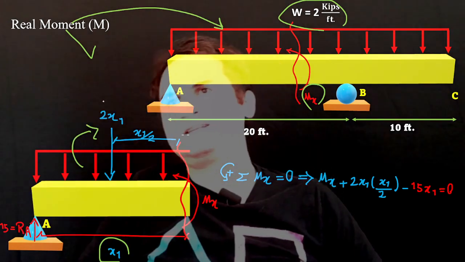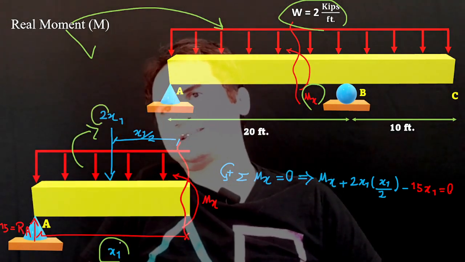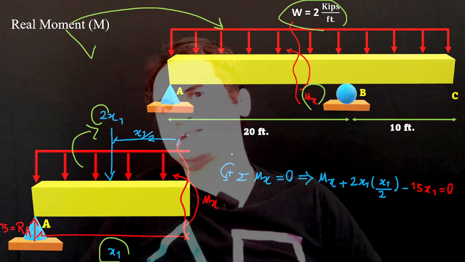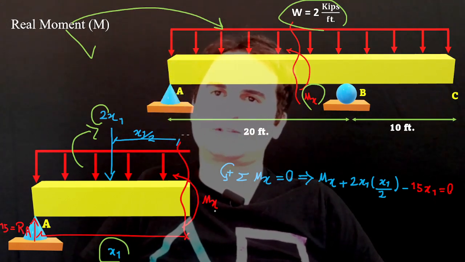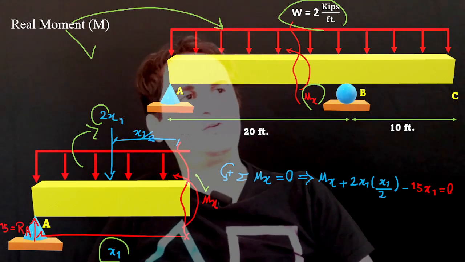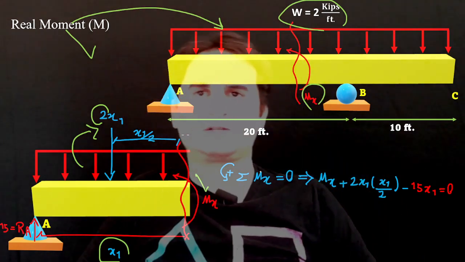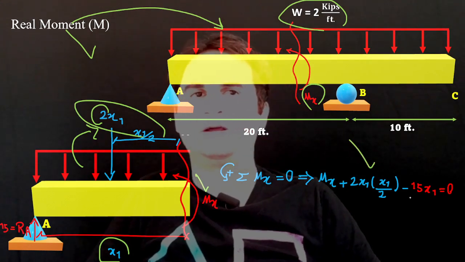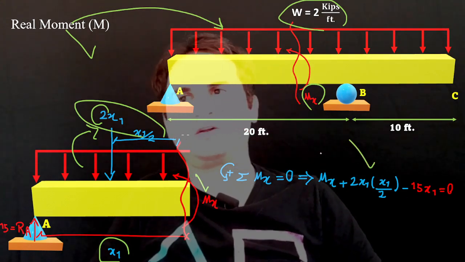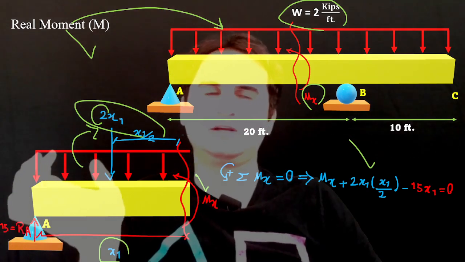Because the intensity is 2 and the distance is x1, that's 2 times x1. The summation of moments about the cut equals 0, which gives us Mx, positive in our direction, plus the force created, then minus the reaction of 150 at the support.